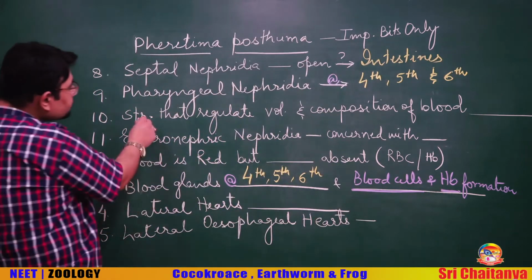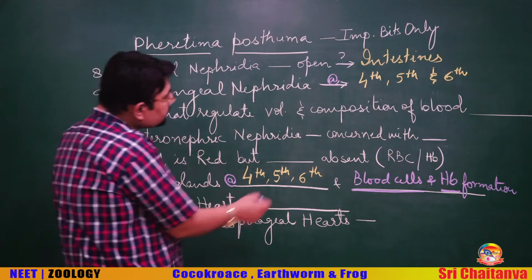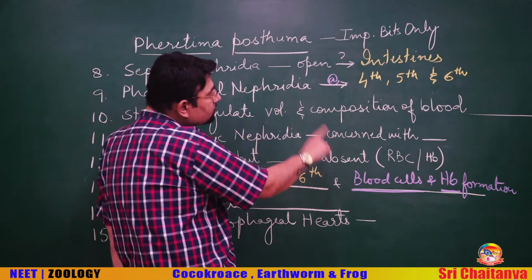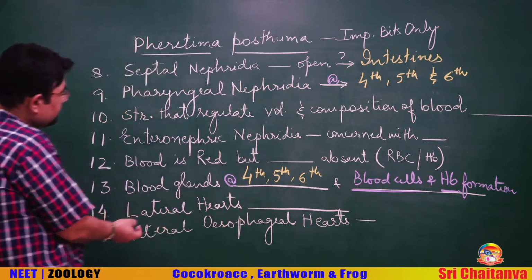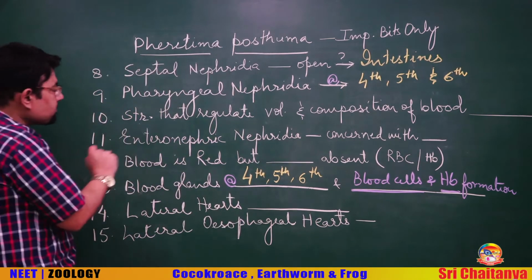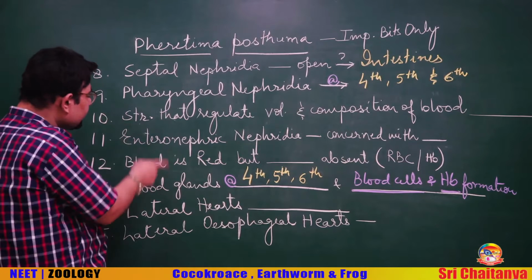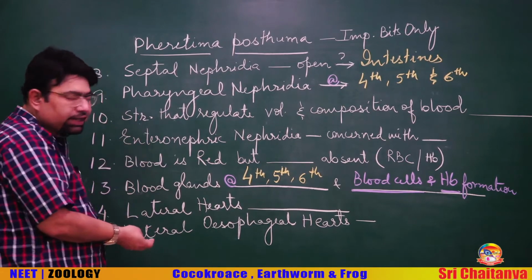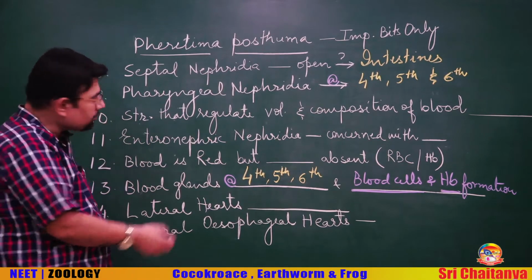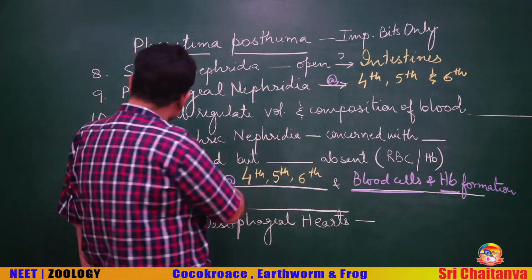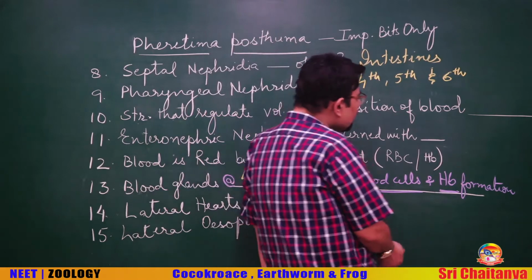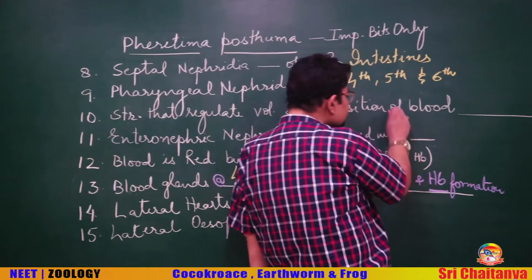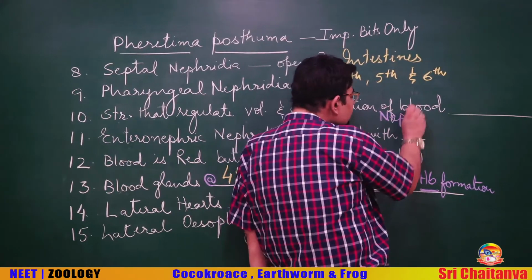Now, structure that regulates the volume and composition of blood in earthworm. One question is in this way. Another question I found: enteronephric nephridia are concerned with. So both of them are almost similar. So structures that regulate volume and composition of blood, here the answer is nephridia. In general, nephridia.